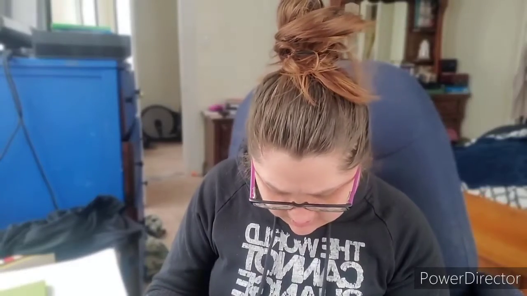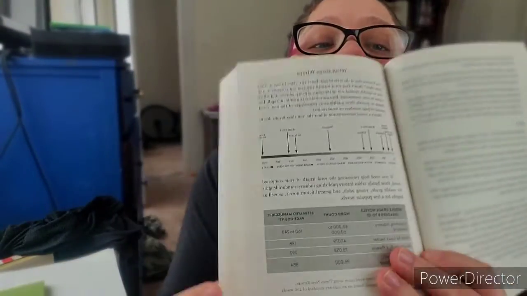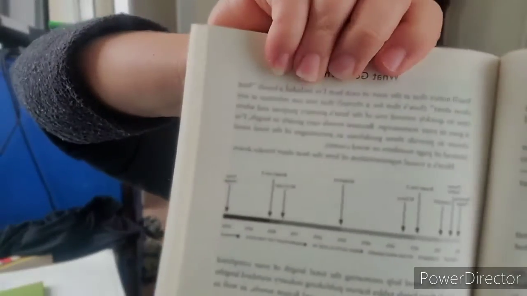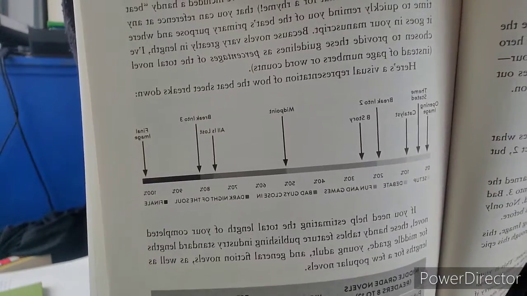But because I'm following the Save the Cat method, this method basically has only about 20% of the novel in Act 1, and I think about 20% of the novel is in Act 3. Let me see. I'll try and show you what I mean here. This is kind of the breakdown of the acts right here.